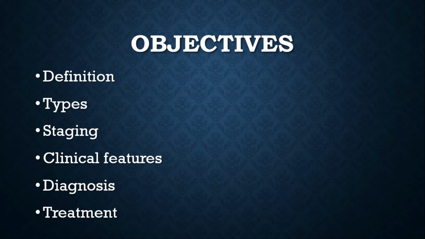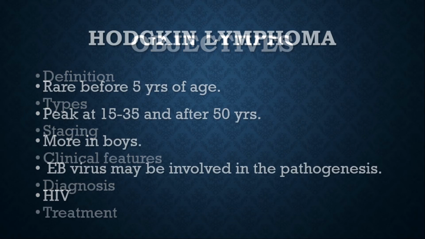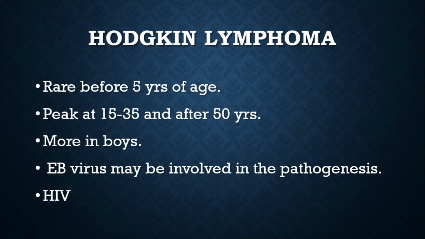What is lymphoma? It's a type of malignancy that originates from lymphocytes which start to grow out of control. The disease is named after an English physician, Thomas Hodgkin, who first described it in 1832.